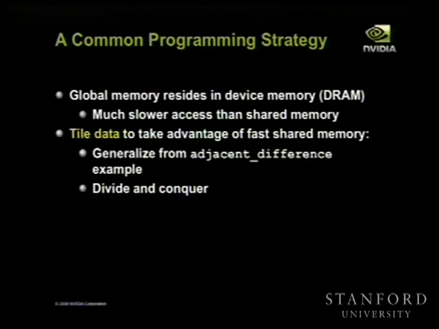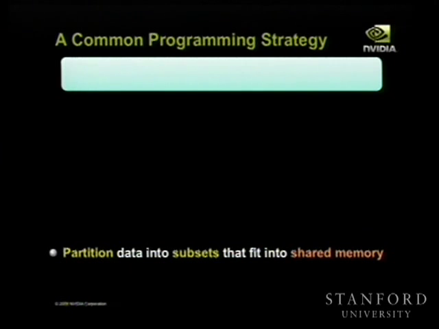So a common programming strategy, if we can generalize from that adjacent difference example, is that I should declare my problem set in the global address space, using CUDA malloc like we have been doing. But then what I want to do is tile up and partition that data in global memory into decently sized blocks that we can fit into shared memory, because that space is much faster. And then divide and conquer to implement our algorithm. I'll show you a graphical example of what I'm talking about.